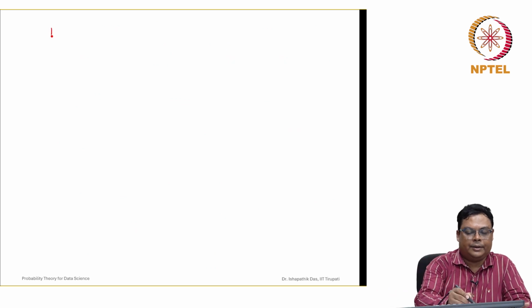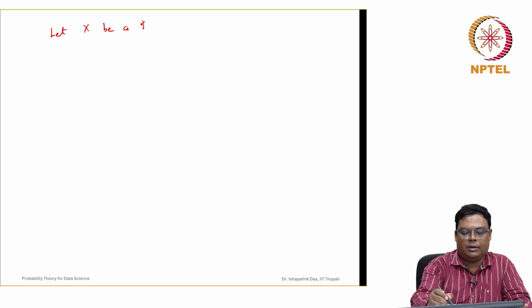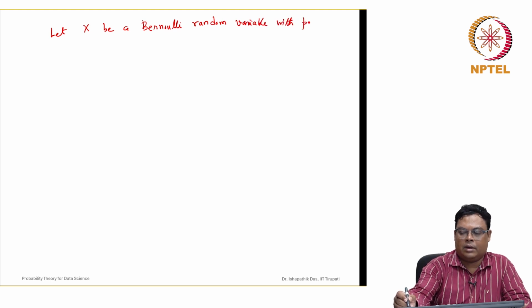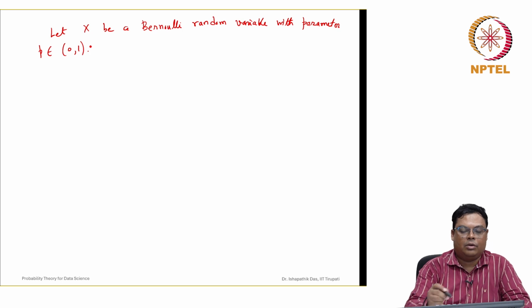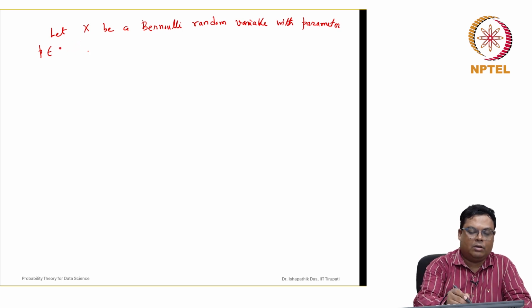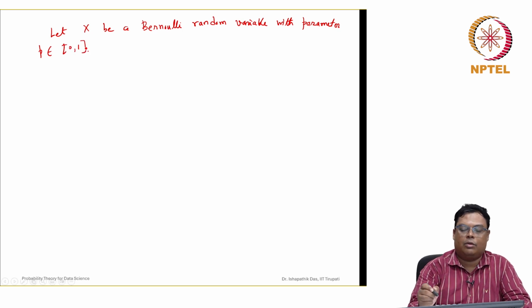Let X be a Bernoulli random variable with parameter p, where p belongs to [0, 1]. So it should be any closed interval, it can be 0 and 1 also.